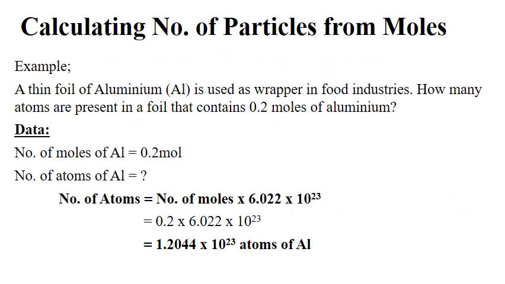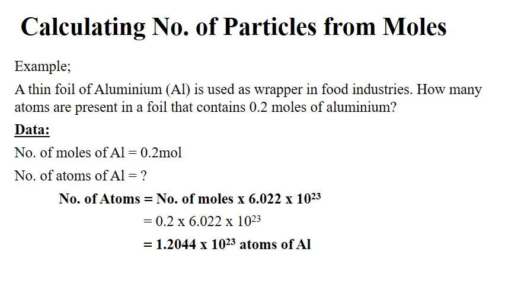For example, if we have a thin foil of aluminum that is used as a wrapper in food industries, and we have 0.2 moles of aluminum, and we want to find out how many atoms of aluminum are present in a foil that contains 0.2 moles of aluminum, we can use this formula. From this statement we know that we have number of moles of aluminum, that is 0.2 moles, and what we need is number of atoms of aluminum.